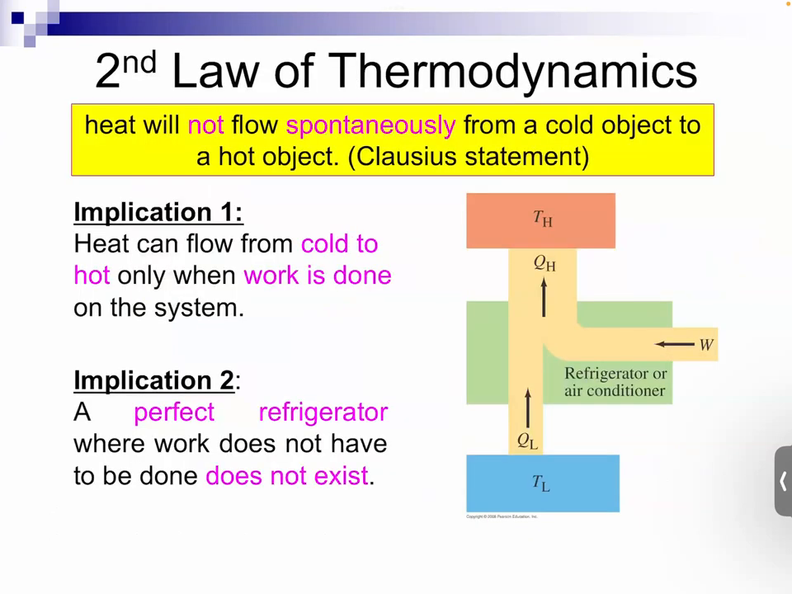So the implication of the second law of thermodynamics, where heat will not flow spontaneously from cold to hot object, is that first, work needs to be done in order to facilitate the flow of heat from cold to hot. And the second implication is that a perfect refrigerator where work does not have to be done does not exist, which means that every refrigerator needs a pump.